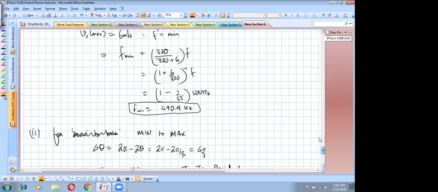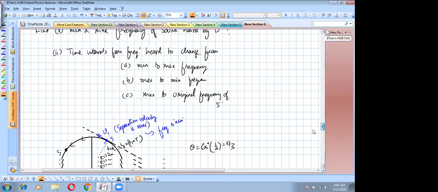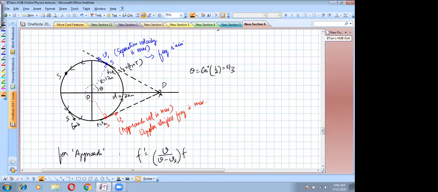So that 1/3 of the time period is in going from this position here, where it is minimum frequency, to this position where it is maximum frequency. Going back from maximum to minimum, that is 2/3 of the time period. Then again 1/3 of the time period, then again 2/3. Okay. Now the last part: at which position the frequency will be normal.